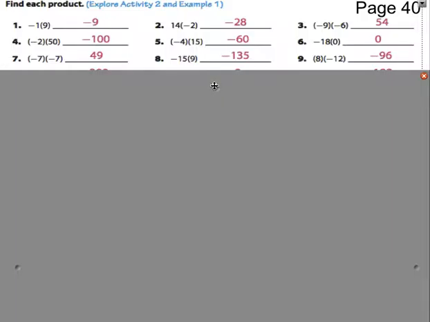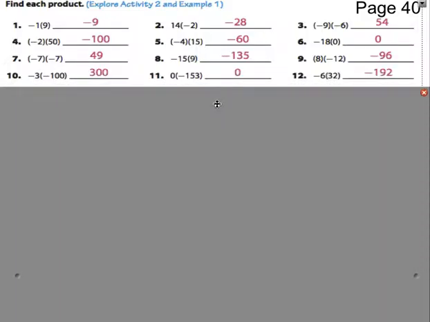Number 8, negative 15 times 9 equals negative 135. Number 9, 8 times negative 12 equals negative 96. Number 10, negative 3 times negative 100 equals 300. Number 11, 0 times negative 153, you end up getting 0. Number 12, negative 6 times 32 equals negative 192.